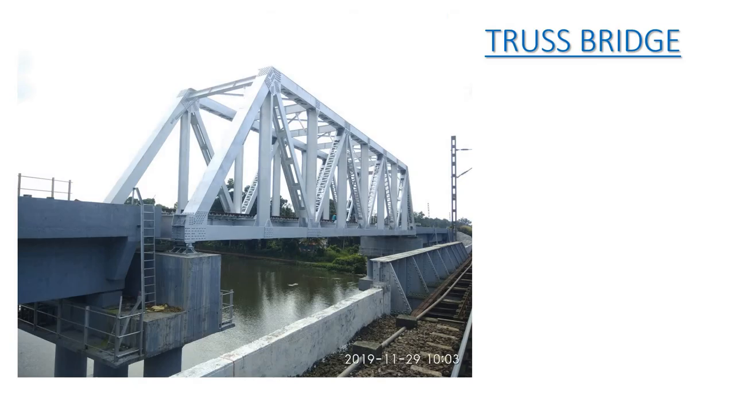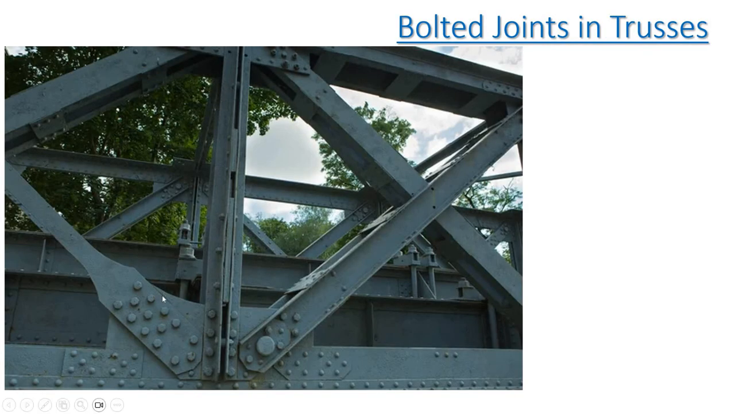This is another typical truss bridge. Here you can see that this joint is a hybrid joint. This plate is called the gusset plate. The gusset plate is the mother plate to which all the other plates are attached. You can find that the other members are attached to the gusset plate.